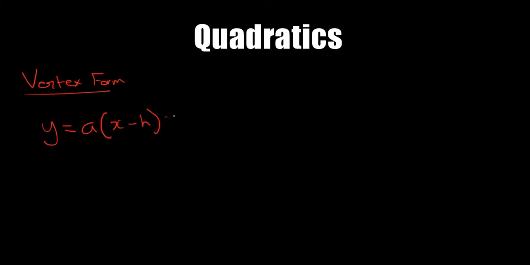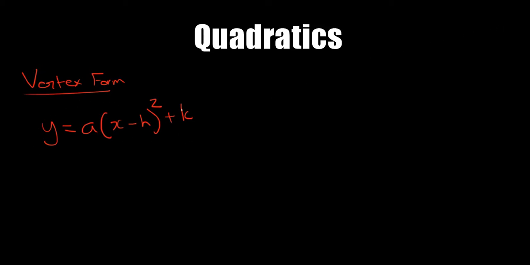So first let's look at vertex form. If you remember from last video we talked about standard form. So this time we're going to be talking about vertex form. And vertex form is basically written as follows. y equals a(x minus h) squared plus k. And you may look at this and be like, whoa, what are you talking about? Don't worry, it's not that bad.